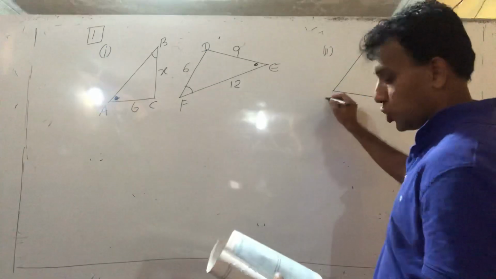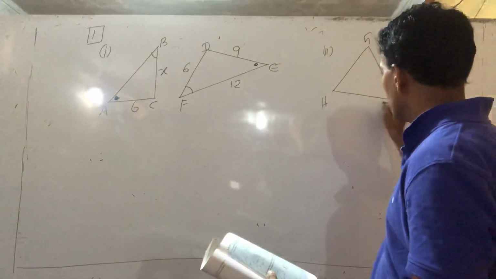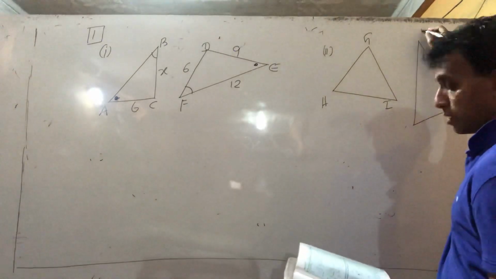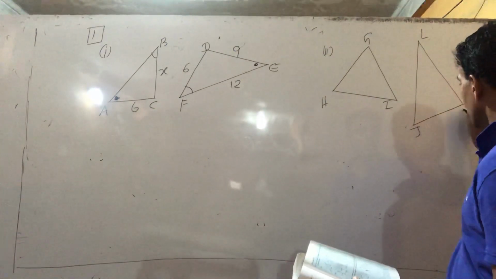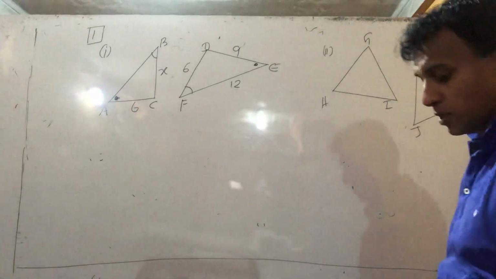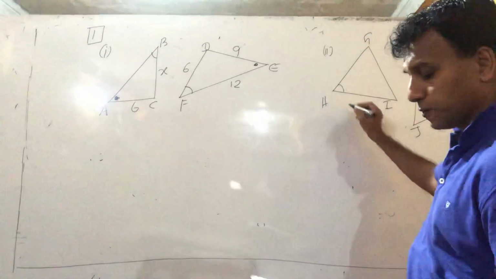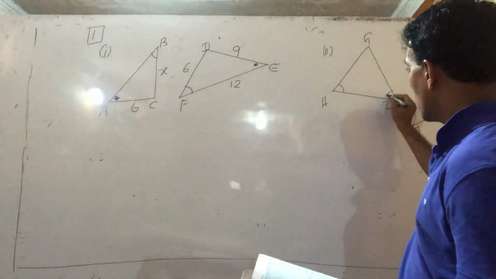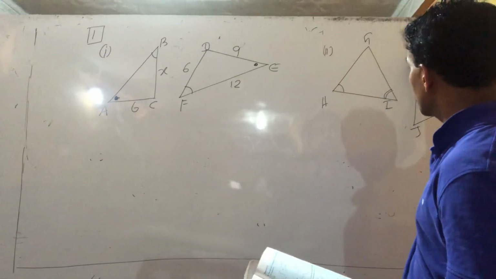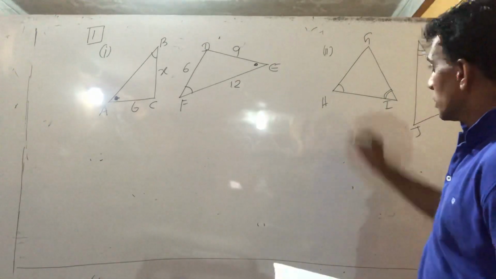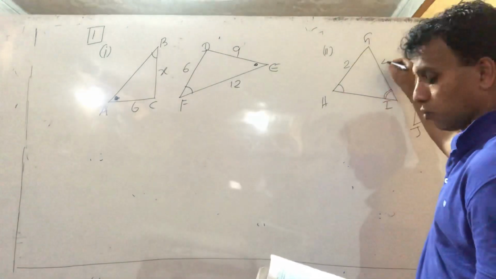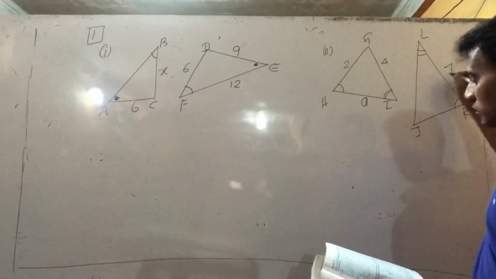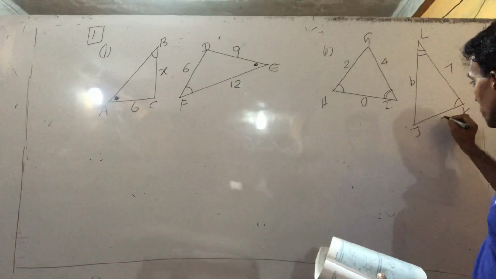Next diagram, GHI, here LJK, KJL triangle. Mark this equal to this K angle. Here the double line mark is equal to here. Here 2, here 4, here A. Here 7, here B, here 3.